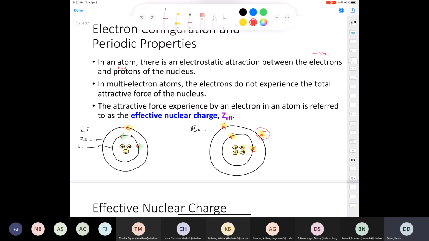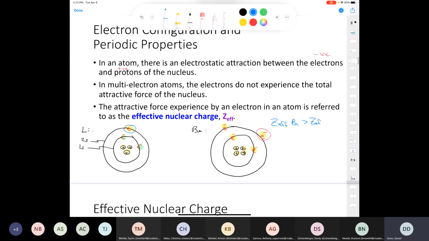Think about it again. I can keep re-explaining it over and over. This electron is blocked by 2 electrons with 3 protons in the nucleus. But these valence electrons are only blocked by 2 electrons total, and I've even got more nuclear charge, and therefore the effective nuclear charge, Zeff, for beryllium is going to be greater than the effective nuclear charge for lithium. And that is why a beryllium atom is actually smaller than a lithium atom. I know it's not on my slide here, but it is.